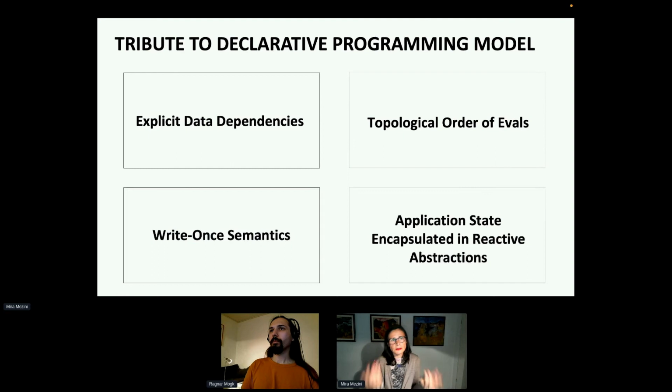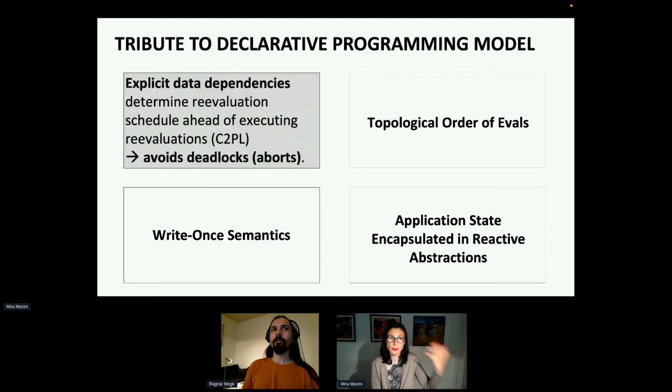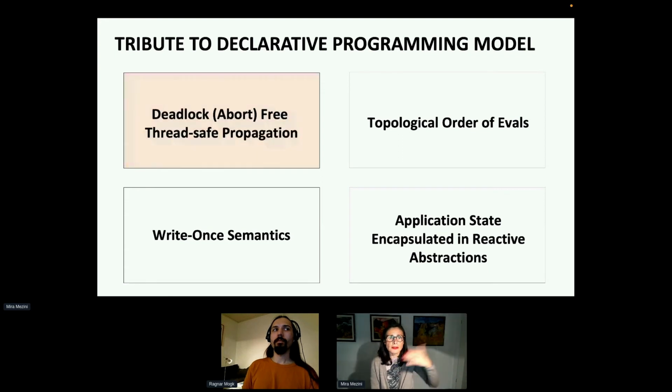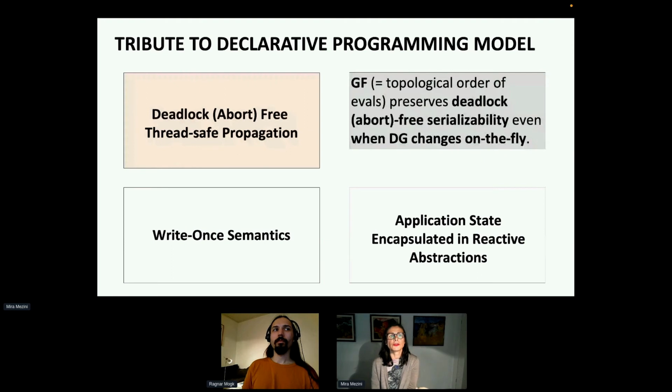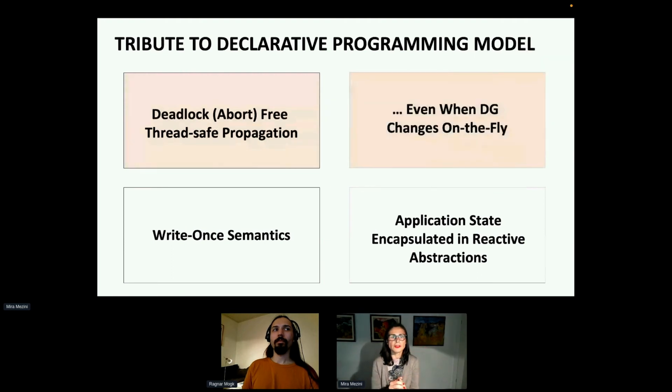So to summarize, this is a very strong property: thread safety without aborts, and all this is achieved due to the declarative programming model. The slide shows the features that enable us to do so. The explicit data dependencies enable us to establish this execution plan ahead of time, which is key for avoiding deadlocks and aborts. And the fact that evals run in topological order extends this deadlock-free, thread-safe propagation even to the case where the dependency graph changes on the fly.